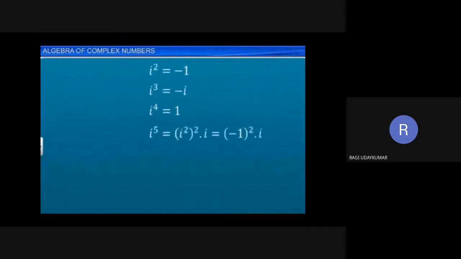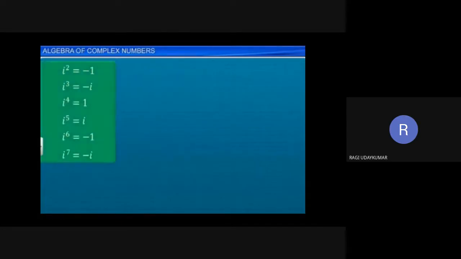Now the powers of i: i square equals minus 1, i cube equals minus i, i power 4 equals plus 1, i power 5 equals i, i power 6 equals i square whole cube, so again minus 1, i power 7 is minus i, and i power 8 again is 1. Okay, so the inverse of i is nothing but 1 by i. 1 by i is 1 by i into i, so i by i square, so you get minus i. So i power minus 1 equals minus i, and i power minus 2 equals 1 by i square, so you get minus 1.